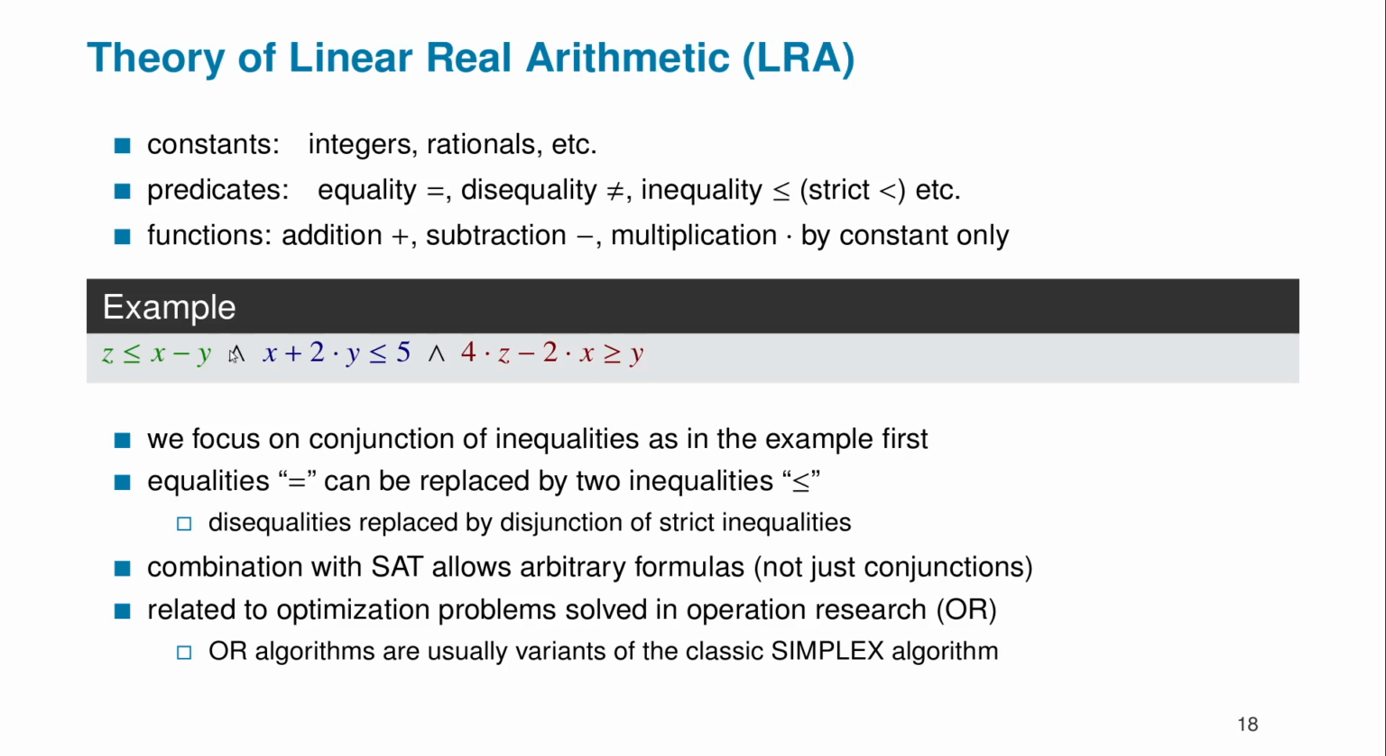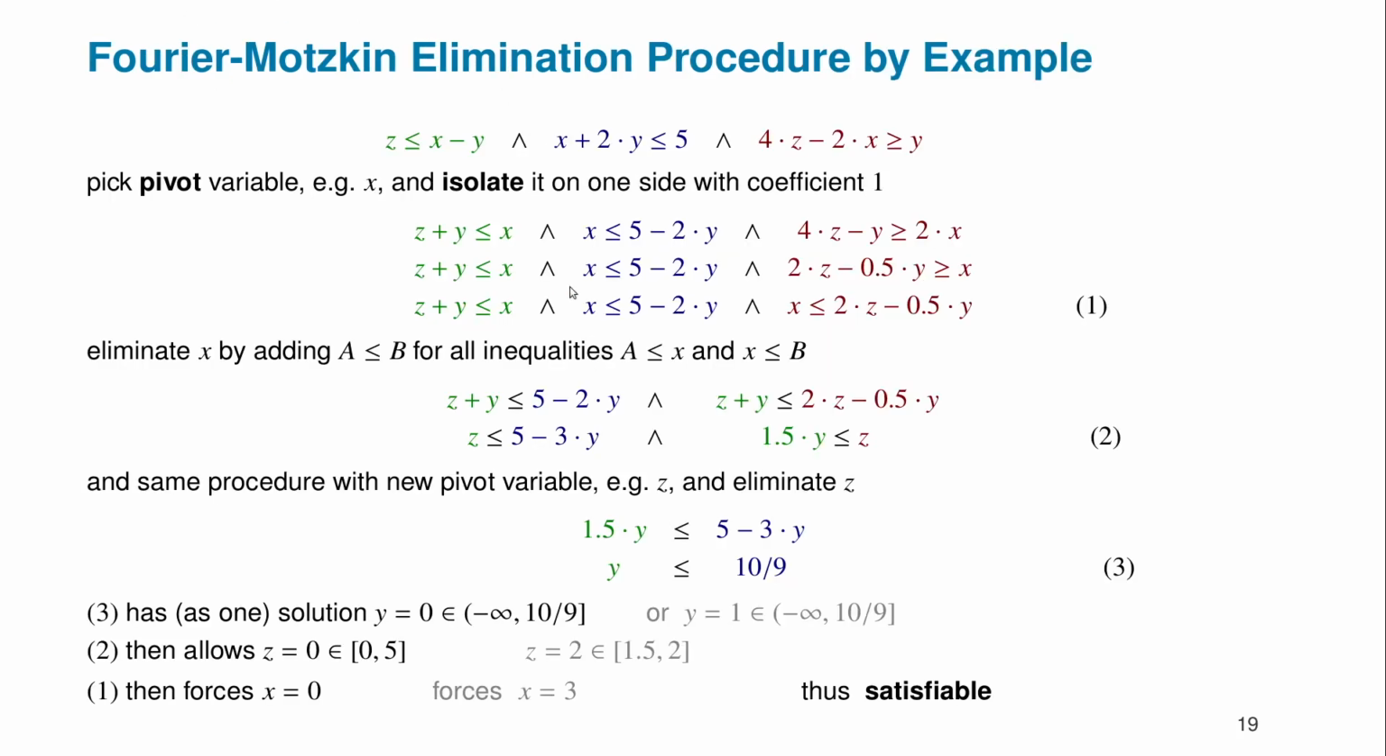And being able to solve such sets of constraints is very important in the context of solving optimization problems, as they're solved in operations research, where you want to find a good solution for some optimization problem. A very famous algorithm for solving this problem is the Simplex algorithm, but I will now show you the very easy Fourier-Motzkin elimination procedure for solving this kind of reasoning problem.